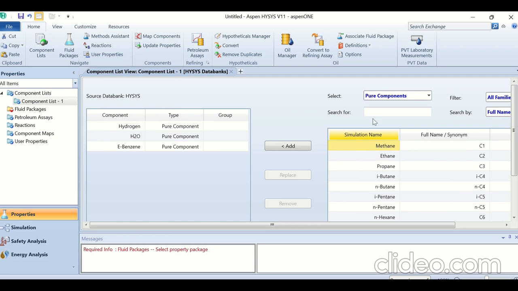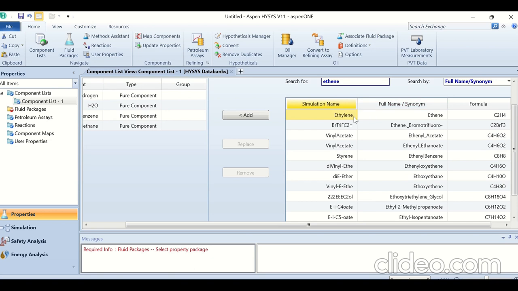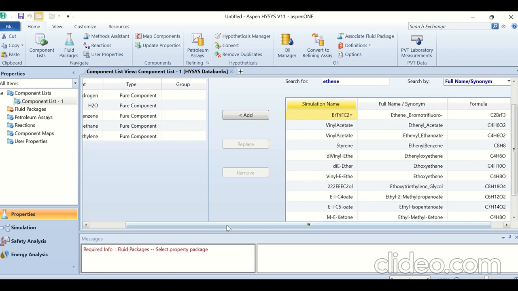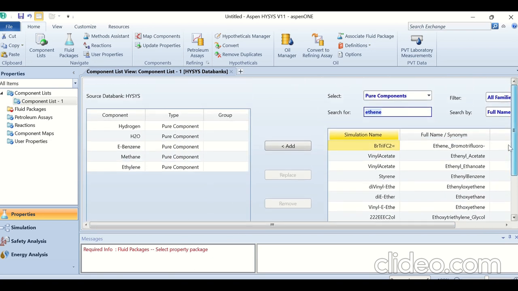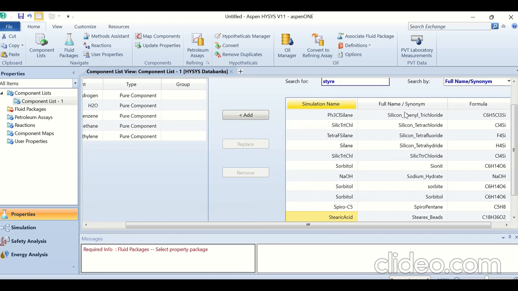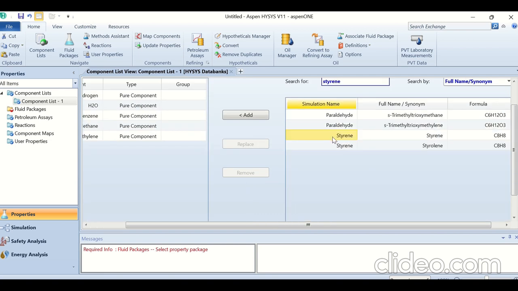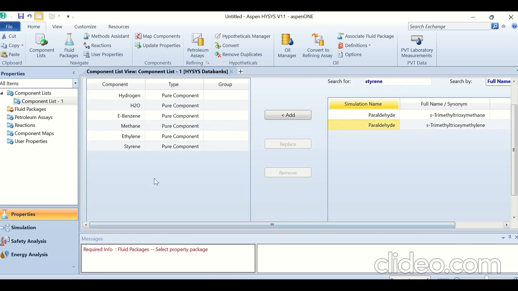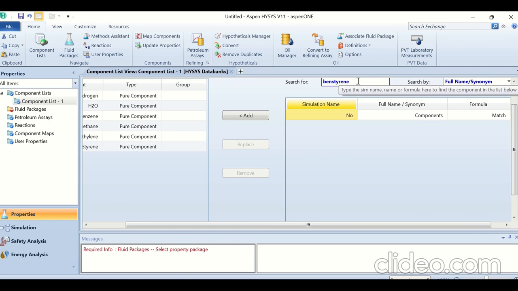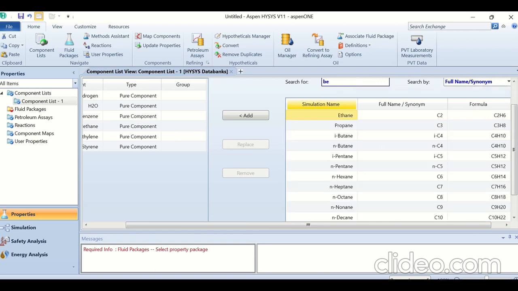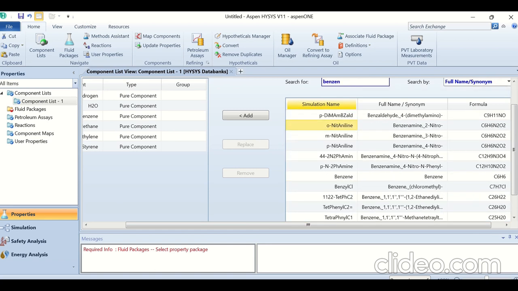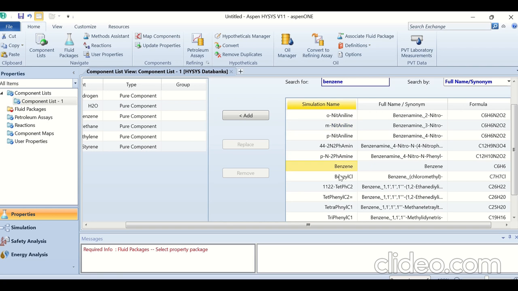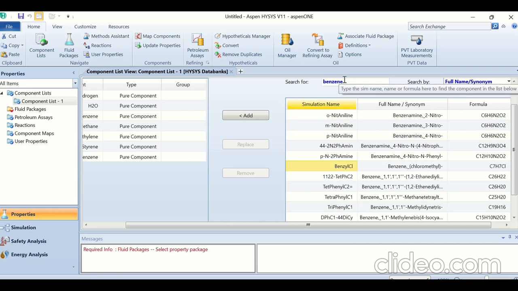Similarly, add methane as well, and ethene or ethylene. Double click, and it is added. Also add styrene. Double click on styrene, so styrene is also added, and toluene and benzene. Let's write benzene here, benzene, and toluene.